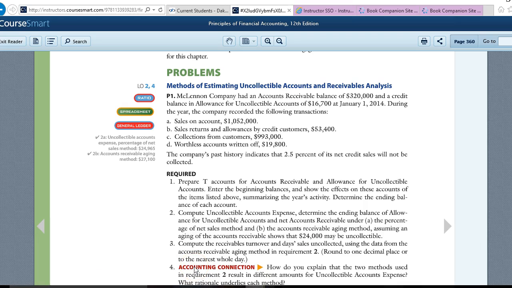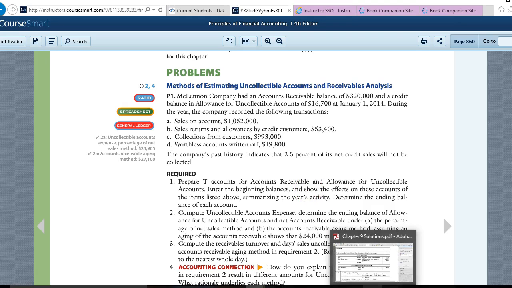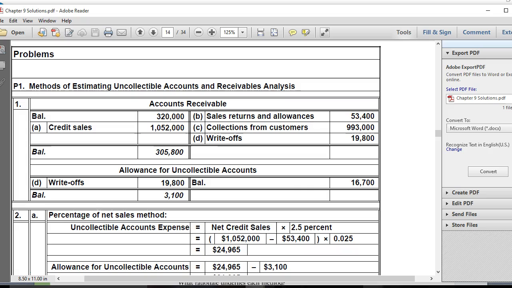Then it says D, worthless accounts written off, $19,800. In this scenario, when we write accounts off, we are going to credit our accounts receivable to get rid of it, but we'll also debit our allowance for doubtful accounts to adjust. So as you see here, under D, write-offs, we're going to credit our accounts receivable $19,800, and under allowance for uncollectible accounts, we're going to debit our $19,800.